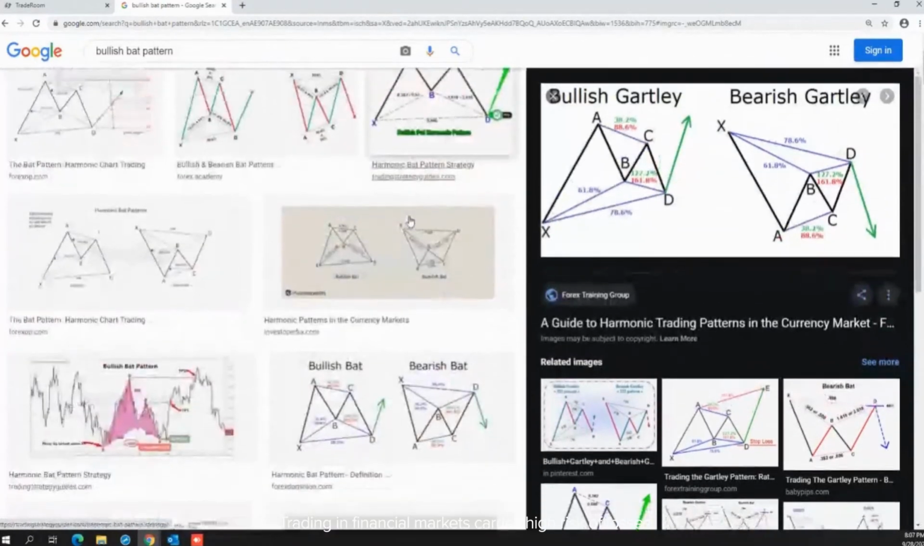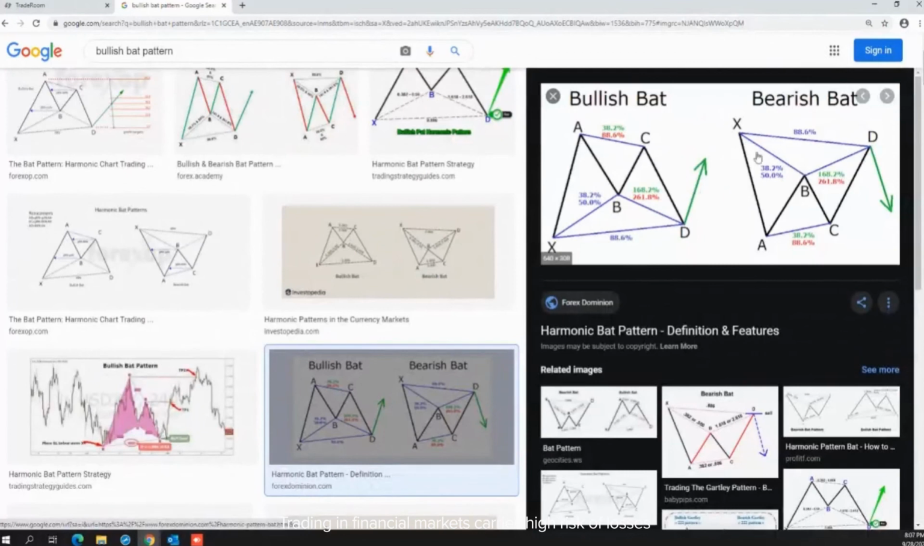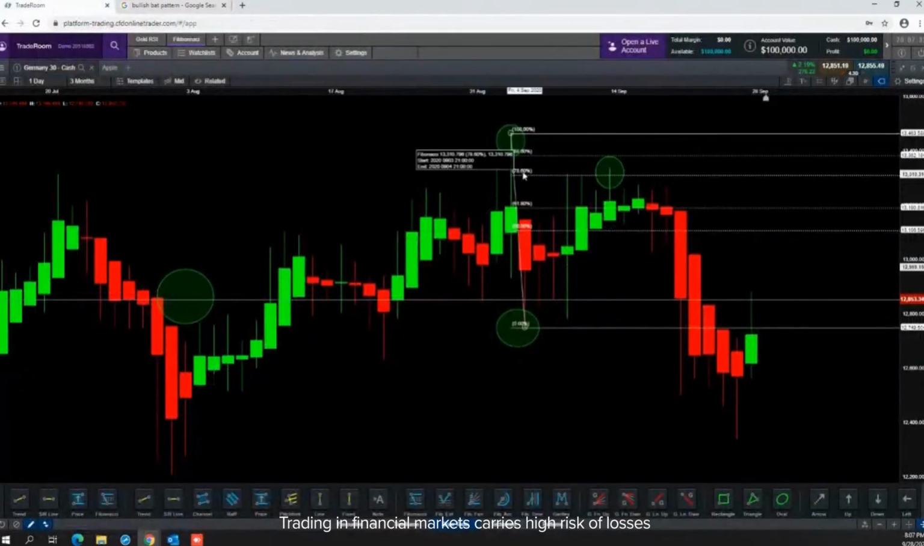Okay, here's the one. Here's the bat pattern, right? So we are looking at this. X, A, B is completed, C is completed. That was between 38.2 and 88.6. So that is here at 78.6.